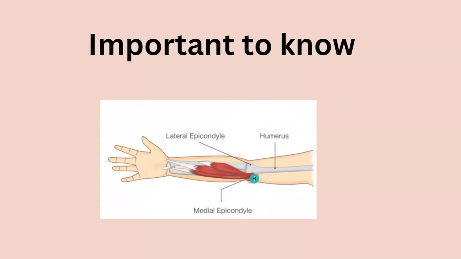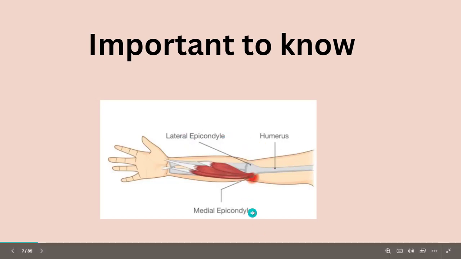Now, why is this important? This is a really important landmark because most of the flexors in the forearm actually arise from the medial epicondyle, while most of the extensors of the forearm arise from the lateral epicondyle.